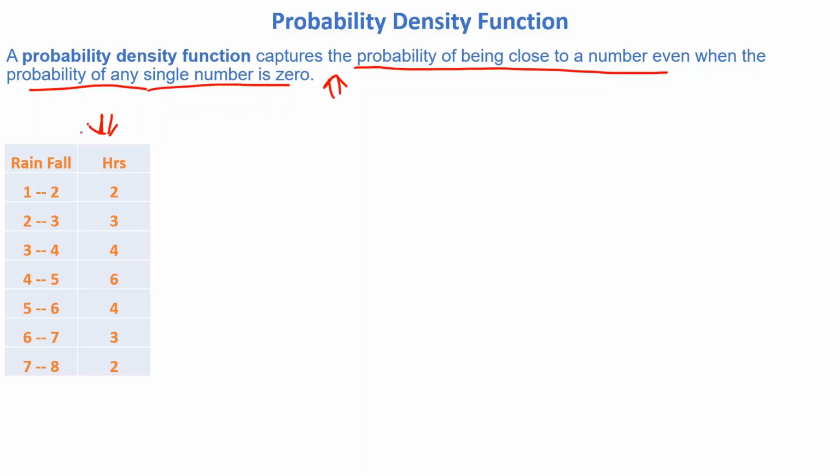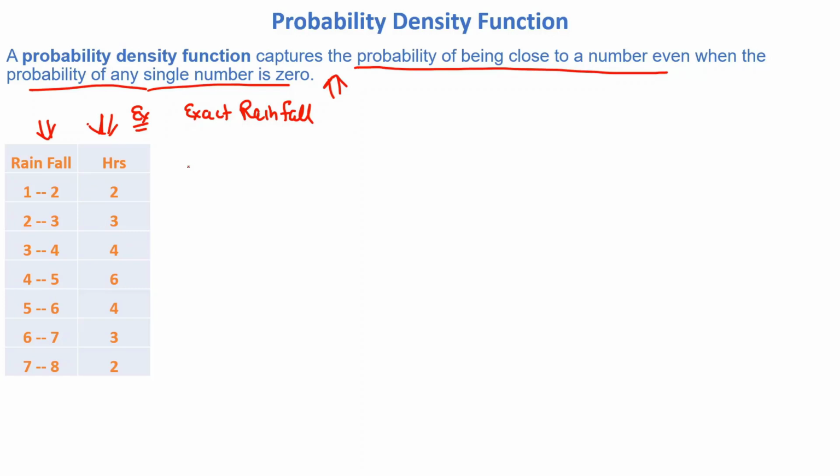So our example is that we want to know what the exact rainfall will be tomorrow. So this is the data set we have for 24 hours. The rainfall happens from 1 to 2 inch for 2 hours and 2 to 3 inch for 3 hours in a day. This way we have a complete 24-hour data set.